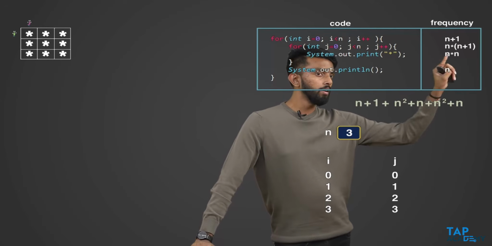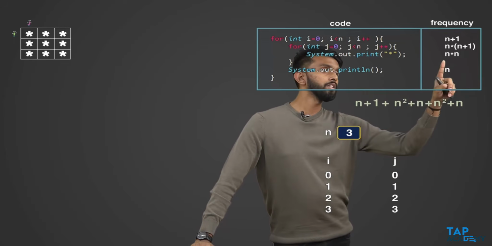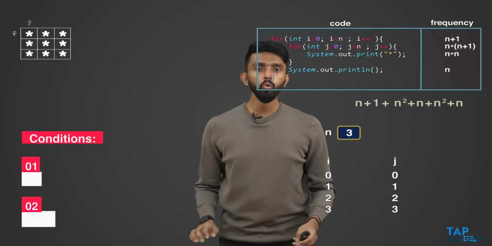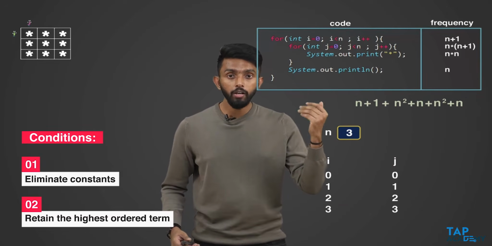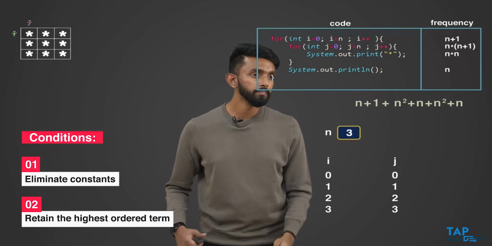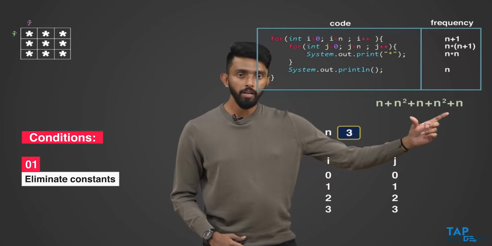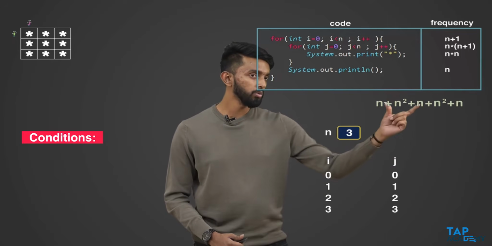So n plus 1, n square plus n, and this is n into n, which is n square, n. Remember the two rules to represent it as big O. Step number 1, eliminate constants. Which is the only constant? 1. Eliminate it. I am eliminating 1. This is remaining. Add all of them together. So you will get 2n square plus 3n. That is what I am also showing.